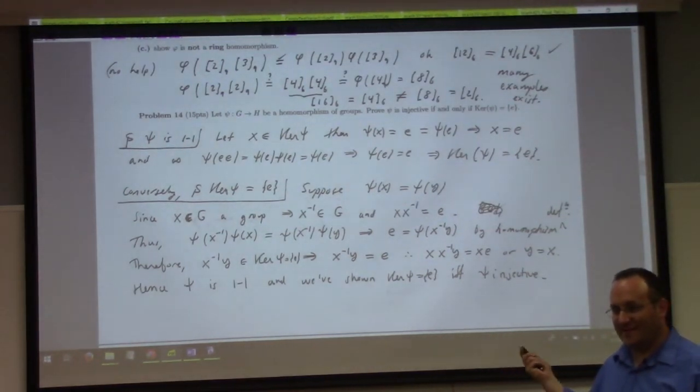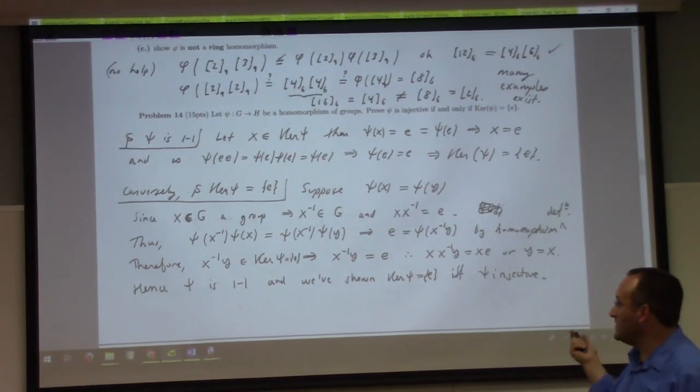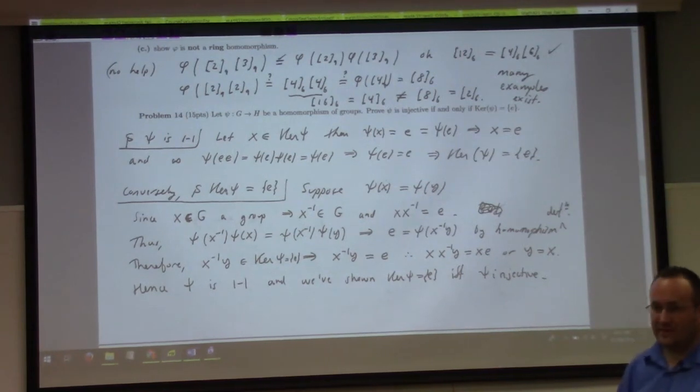This is like a central result of group theory, that a homomorphism is injective if the kernel is the identity. We also had this theorem in linear algebra, right? The kernel is 0 if and only if the linear map is injective. And it's the same proof. So, any questions about this, or I'm going to go on?